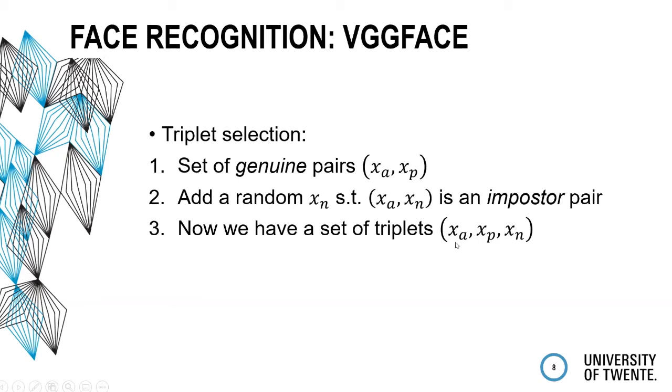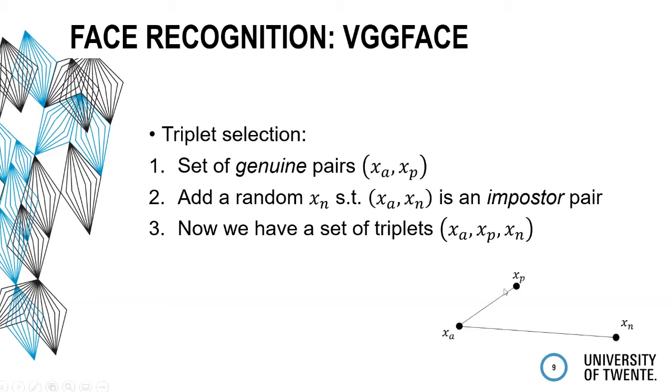So now I have a set of triplets. During training, I keep the genuine pairs constant, but the third sample, the negative sample that I always pick, is chosen randomly, so it changes during training.